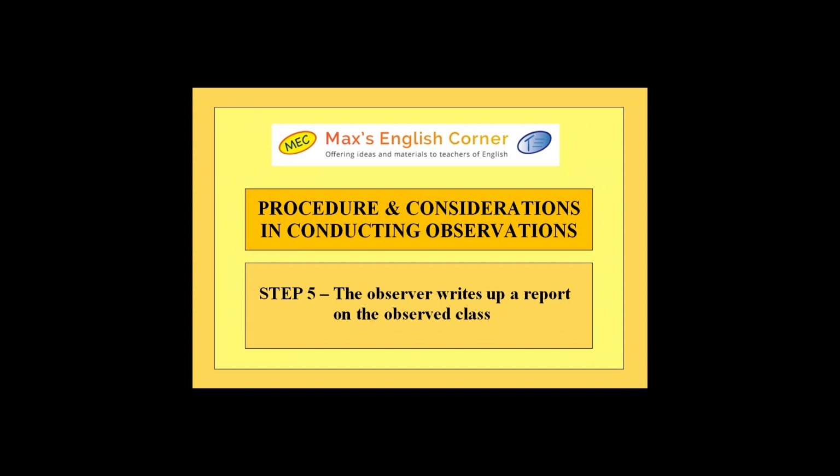Step 5. The observer writes up a report on the observed class. The observer has his or her notes and will write up a report after the class, or perhaps was writing it during the class. Usually a copy of the report will be kept by the observer or the school, and another is given to the observed teacher.